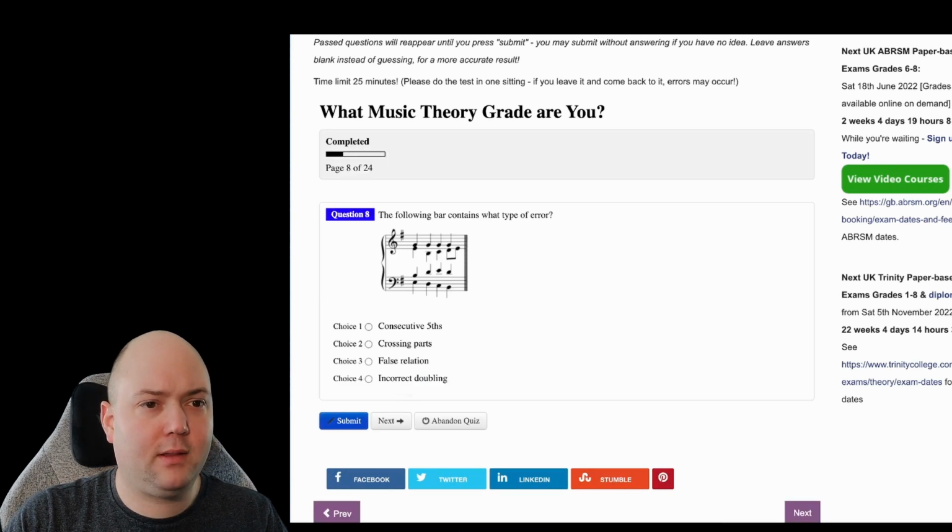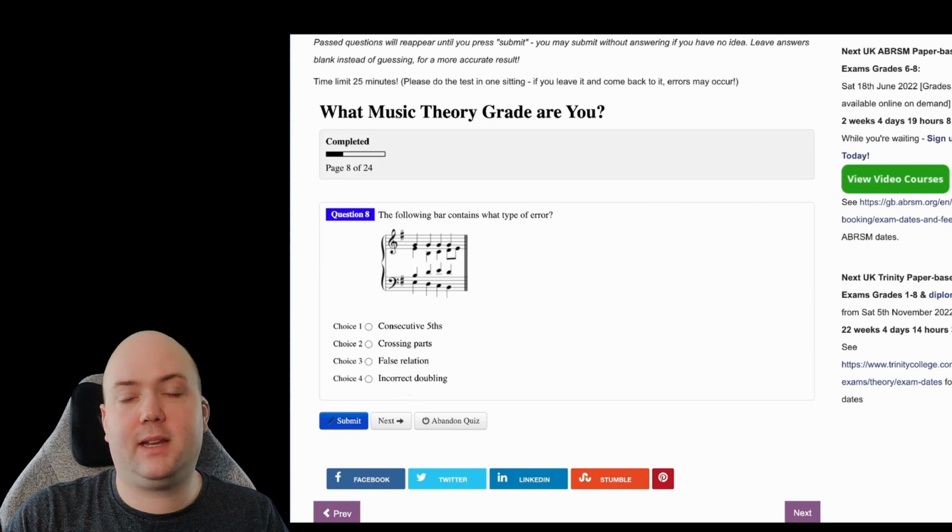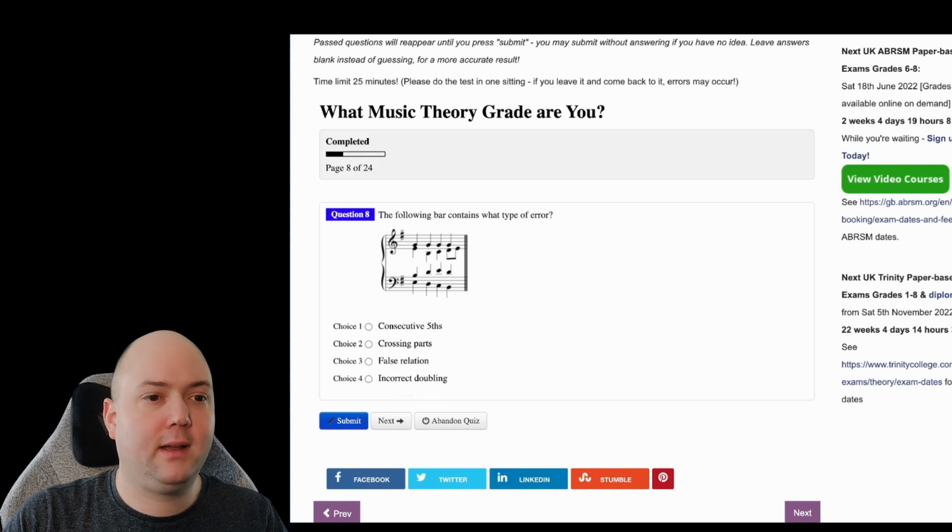All right, the following bar contains what type of error? So this goes again back to 17th century 4-part writing. Without even looking at the choices, okay, here's the error. You probably can't see my mouse the way I've got the screen recording. But the middle 2 beats, we've got voice crossing, crossing parts, choice 2. There it is. So the tenor line, we have a D-E against the alto's B-C. And so that's the error. Here we've got crossing parts.